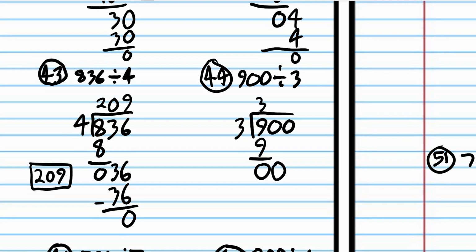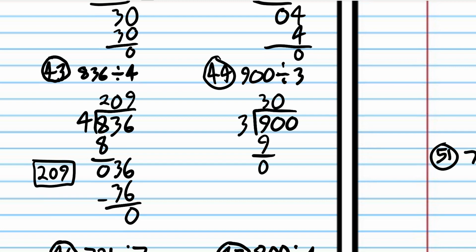But after we bring down the 0, 3 still does not go into these numbers. So 3 goes into 0 0 times. But I should move this over. I should write these zeros smaller. You got to line them up. Make sure you line them up correctly. Got all these lined up, right? So now I've got one more 0. I'm not done yet because I've got one more 0.